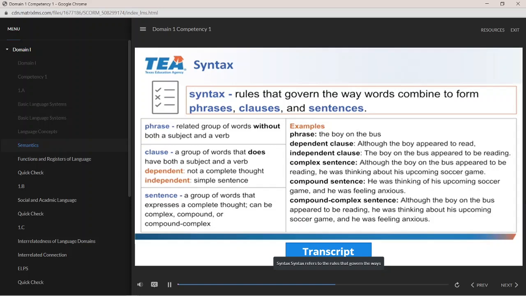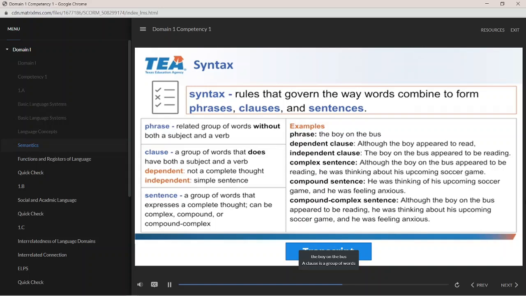Syntax. Syntax refers to the rules that govern the way in which words combine to form phrases, clauses, and sentences. A phrase is a related group of words without both a subject and a verb. An example is the phrase, "the boy on the bus."